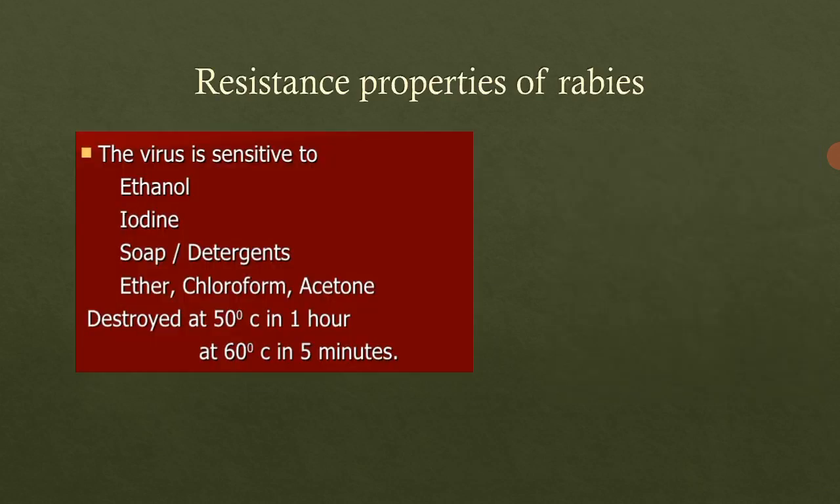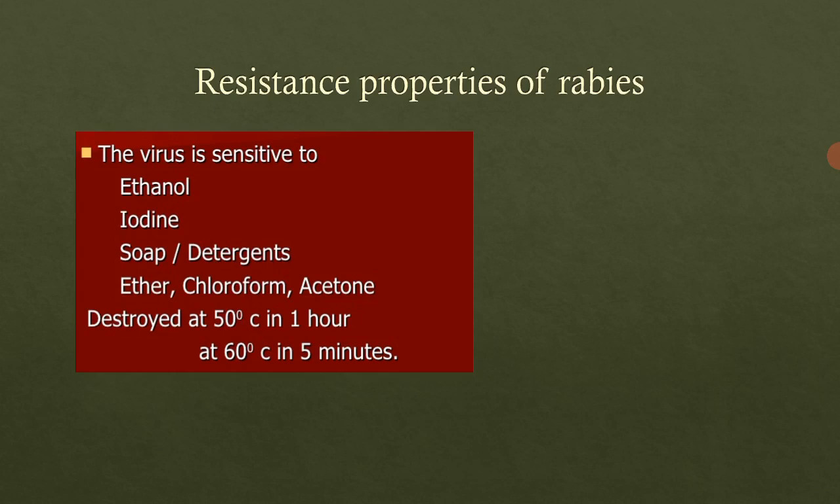Now we will see the resistance properties of the rabies virus. The rabies virus is sensitive to ethanol, iodine, then soap or detergents, quaternary ammonium compounds, and lipid solvents, that is ethanol, chloroform and acetone.